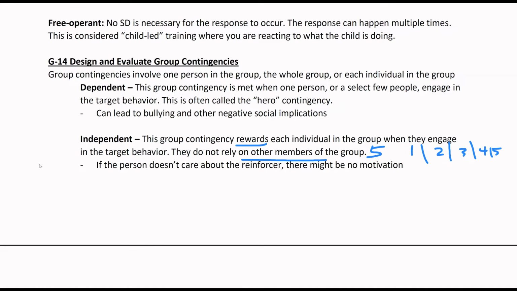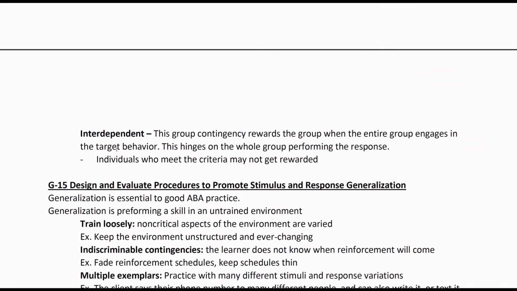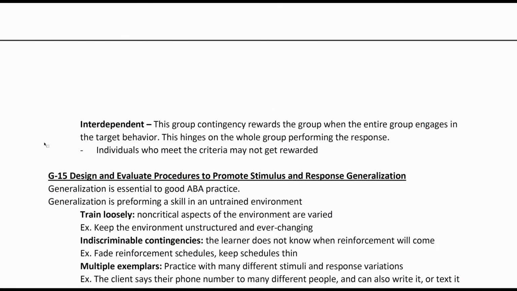Everybody is independent. And then interdependent. The group contingency rewards the group when the entire group engages in the target behavior. So if I have 5 people, then all 5 of these people are a team. They're working together. They all must meet the contingency. The whole group must perform the response. Everybody is interdependent.